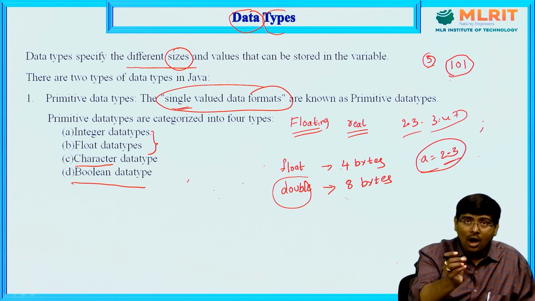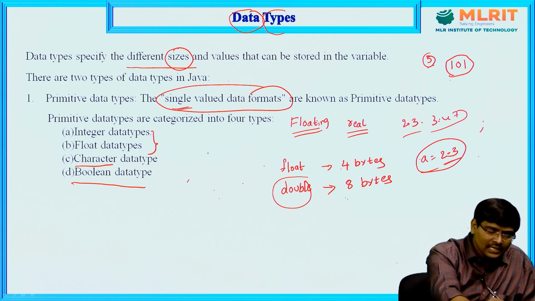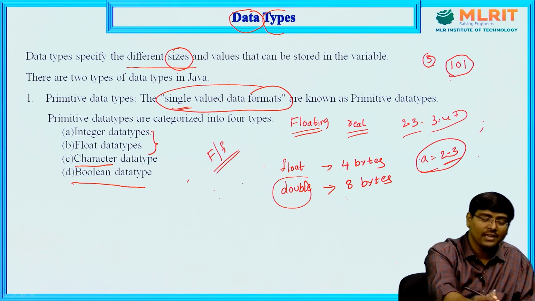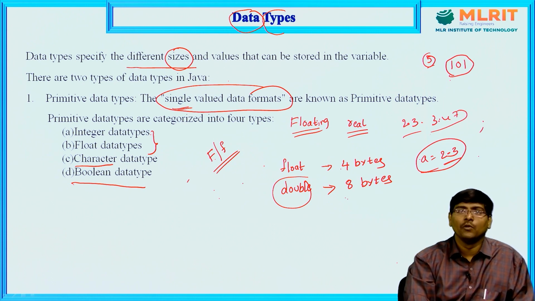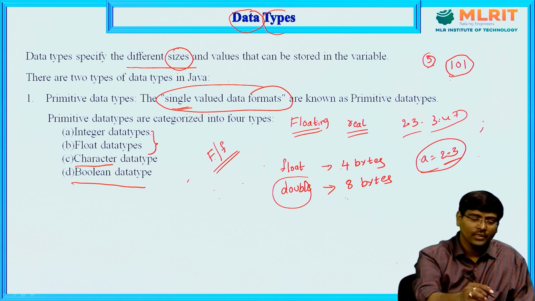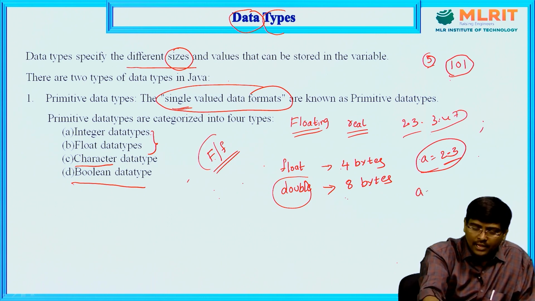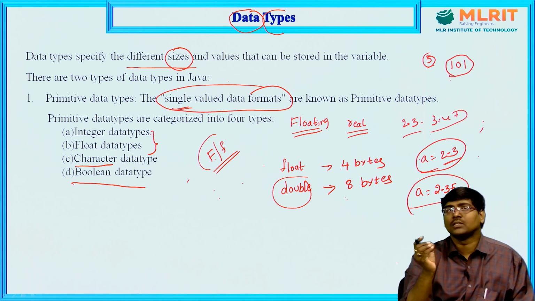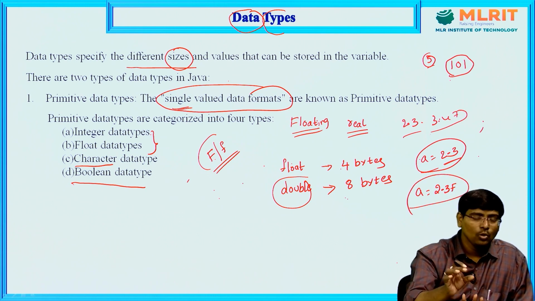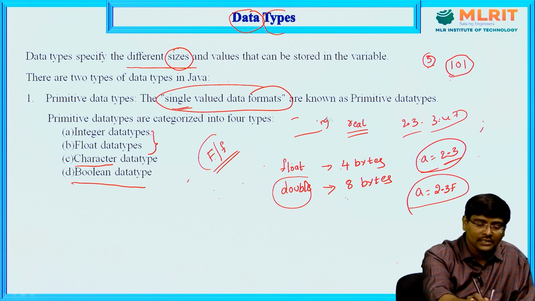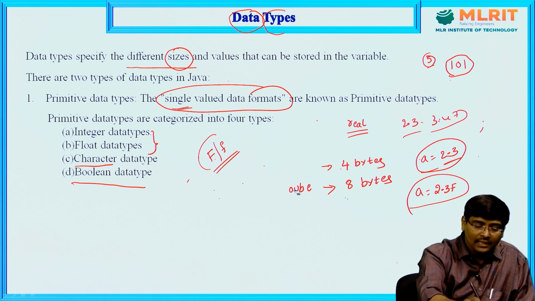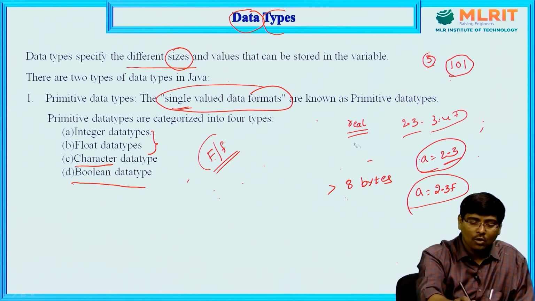Suppose my intention is to make that value a floating value. How? Always suffix the value with either capital F or small f. Then that value becomes a float value. Clear the point? For example, a is equal to 2.3f. Then only the variable holds the float value. These are the two variations used for storing real numbers. What is meant by a real number? A number with a decimal point.